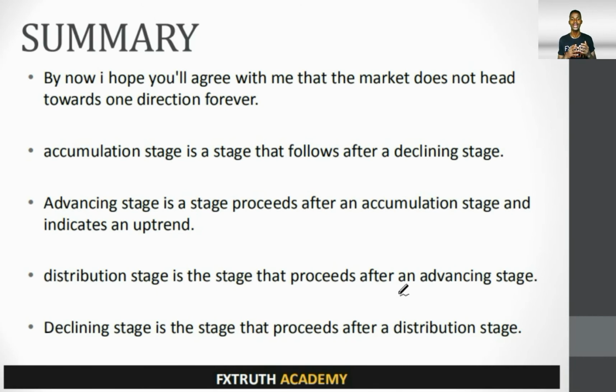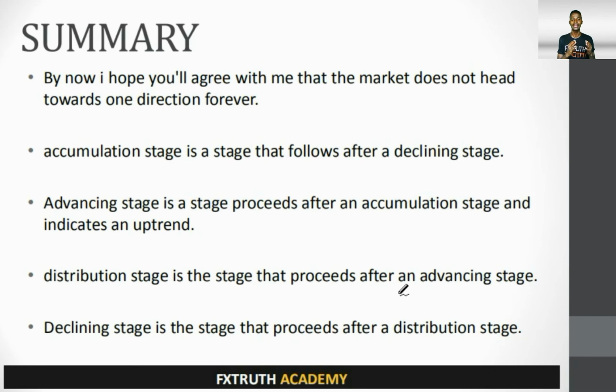So going through the summary, the accumulation stage is a stage that follows after a declining stage. Don't forget that. The accumulation stage follows after a declining stage. The accumulation stage is somewhat a range and the declining stage is somewhat a downtrend. The advancing stage is a stage that proceeds after an accumulation stage. Accumulation stage is in a range, and the market won't stay there forever. The market will tend to advance upward.